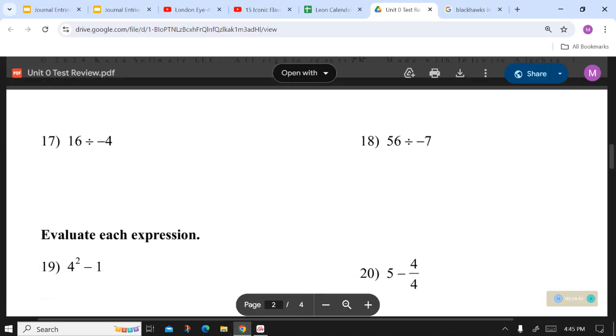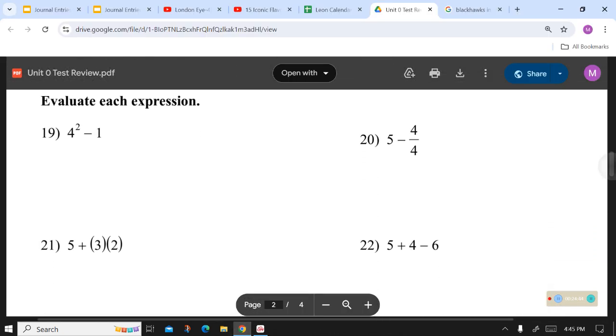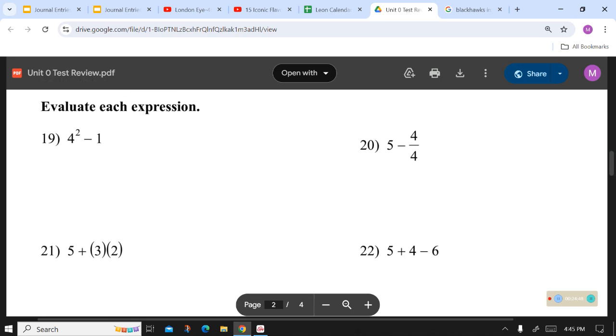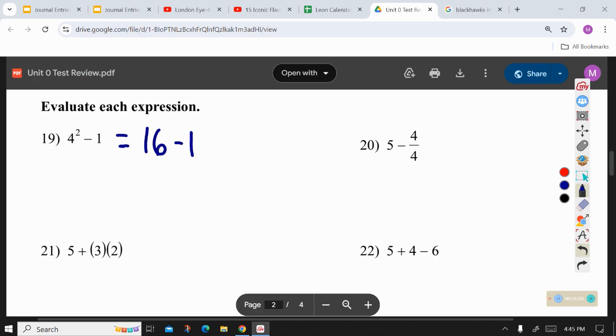So that brings us a little farther down to the other side where we have a couple expressions for you to evaluate just to make sure that we didn't forget everything about the order of operations. Okay, on this problem, we would have to remember what 4 squared means, and 4 squared means 4 times 4, right? And that is 16. Okay, so 16 minus 1 is just 15.